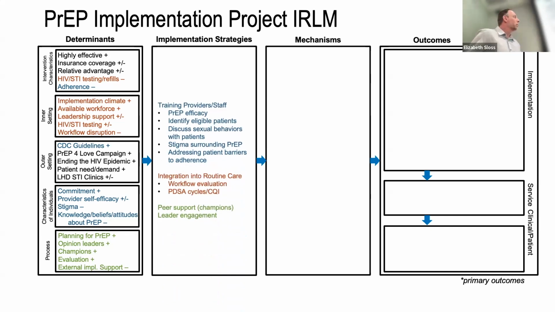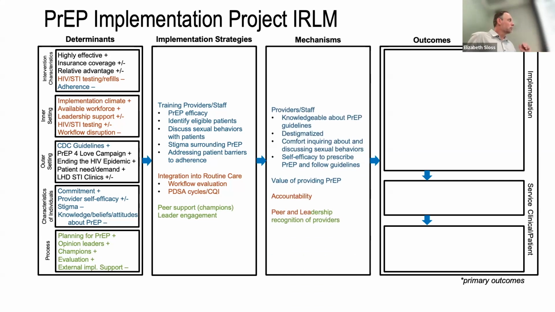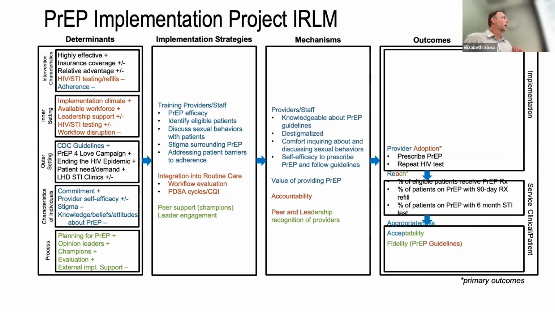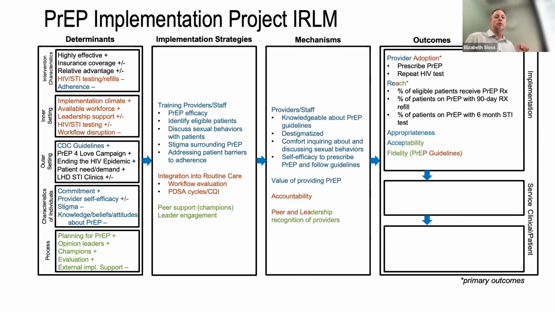We picked three primary buckets of implementation strategies. One was training providers and staff about these different topics. Integration into routine care, so doing a workflow evaluation, potentially incorporating continuous quality improvement or PDSA cycles. And then also doing peer support and engaging leadership in these decisions as well, so having peer support champions essentially. We hypothesized some mechanisms through which these would work, if they do. And those are related to specific implementation outcomes. You can see that adoption, reach, appropriateness, acceptability, and feasibility are all the primary ones there.